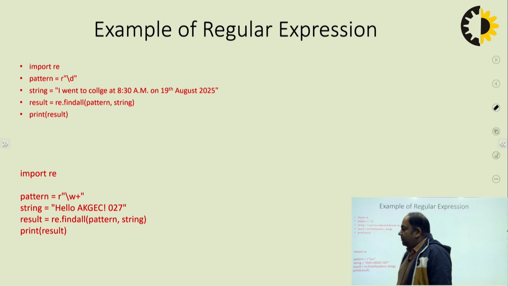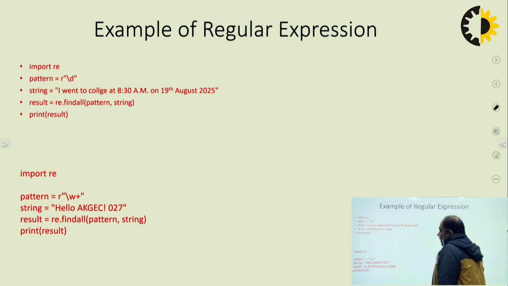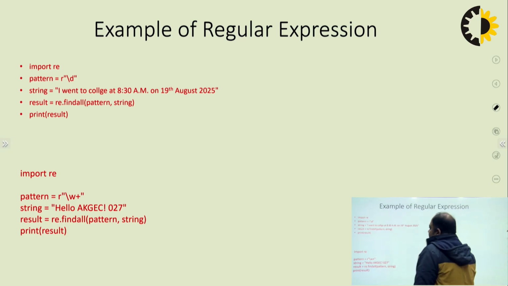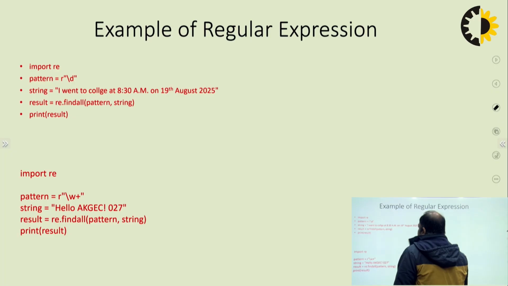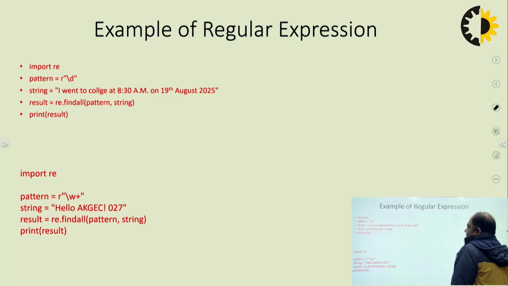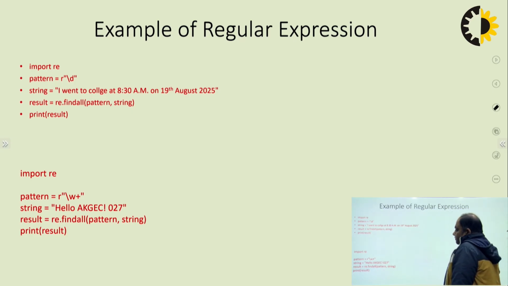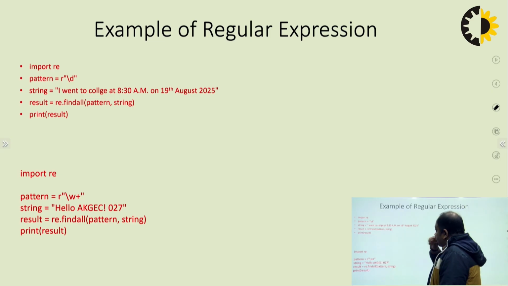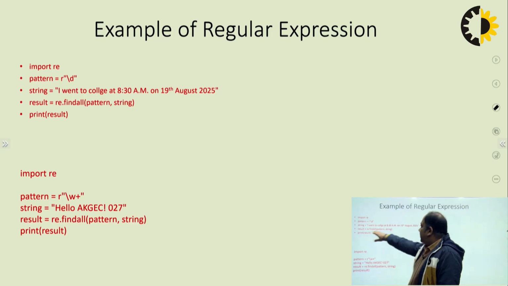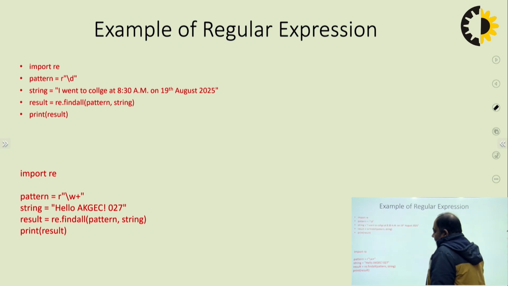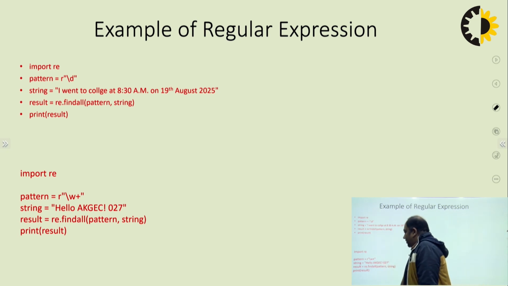Import our special library named re, which is the shorthand for regular expression. We define an object in which the pattern is r'\d' and the string is "I went to college at 8:30 am on 19 August 2025". Result is findall, pattern and string. So what will it do? It will print the matching digits from the string. It is for pattern matching.